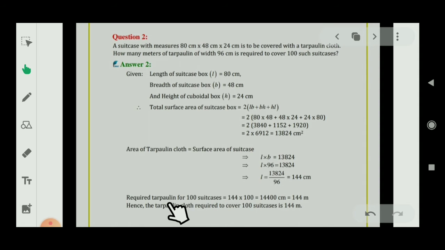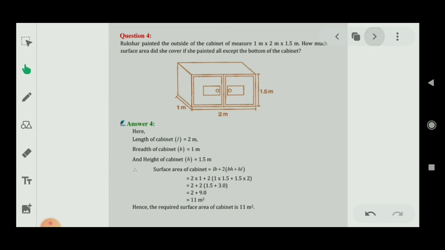So students, required tarpaulin for 100 suitcases equals this length value, that means 144, and how many suitcases do we have to cover? 100. So 144 multiplied by 100, that means 14,400 centimeter, and when we convert into meter, its value will be 144 meter. So tarpaulin cloth required to cover 100 suitcases is 144 meter. Let's see the next question.